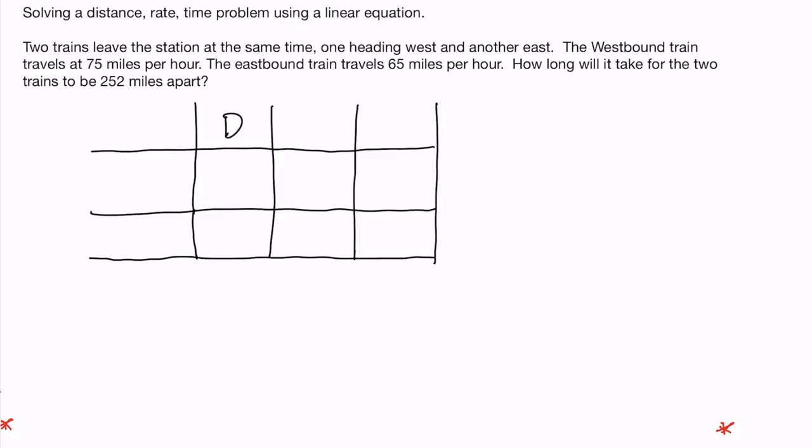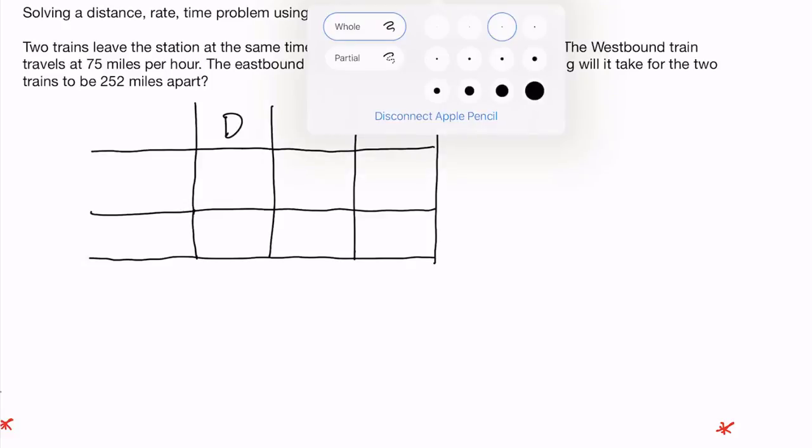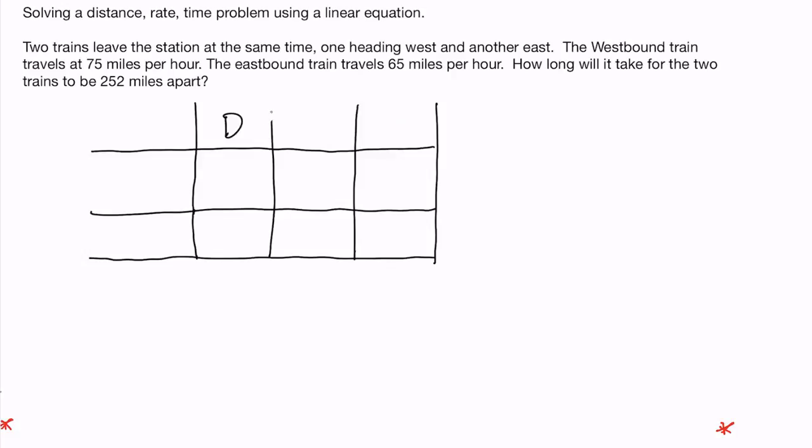And here, this is D. Let me erase part of this. So I could put an equal sign right there. D equals R times T. In fact, let's erase this part. Let's put a dot here, and put a T there for time. Distance equals rate times time.